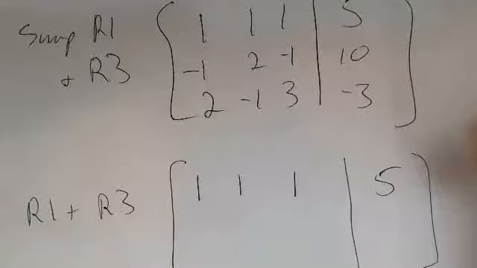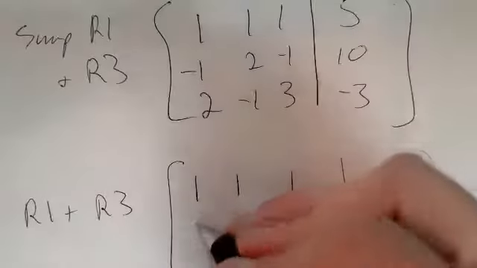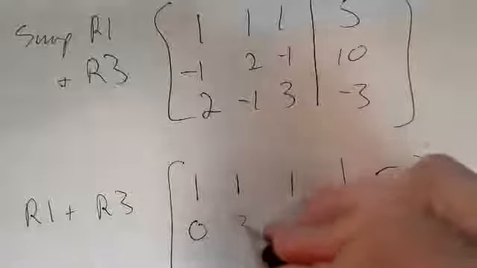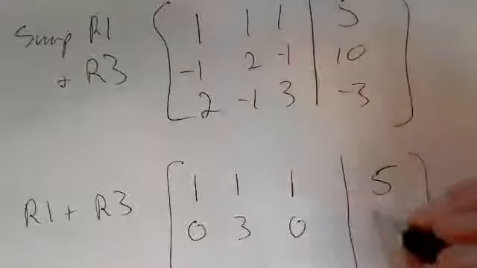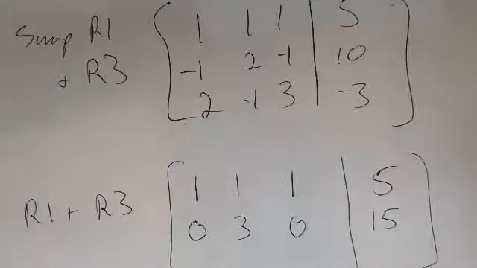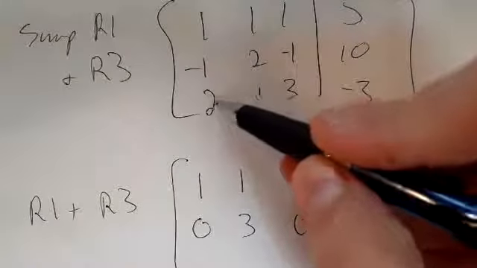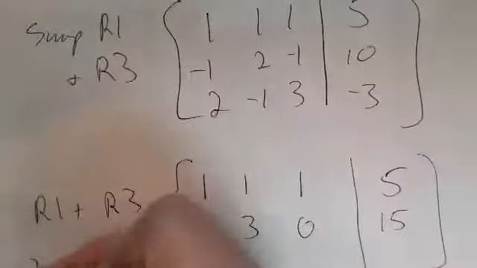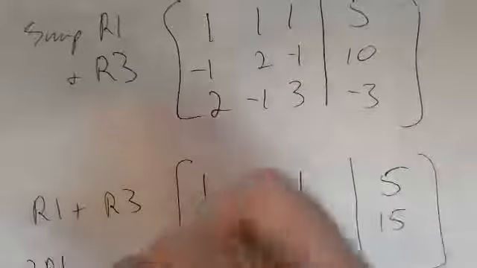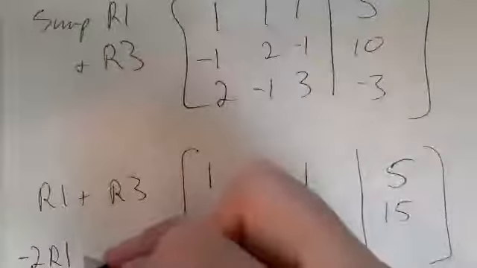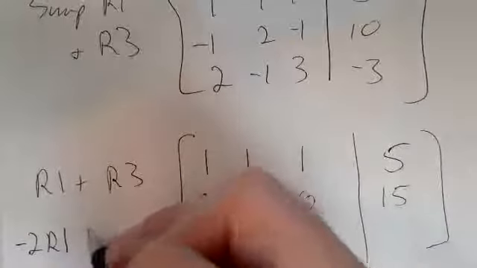If I want to do row 1 and row 3, that's going to give me 0. That's going to give me 3. That's going to give me 0. That's going to give me 15. And now I want to make a 0 here. I want to add to 2 something that will make it 0. So minus 2, row 1.